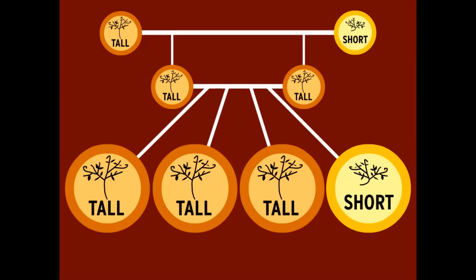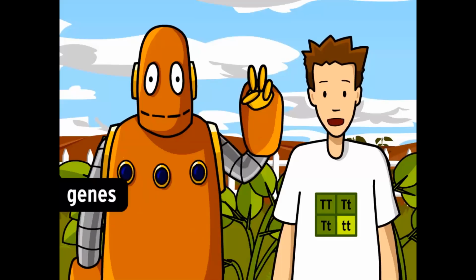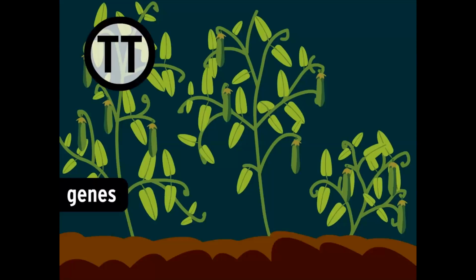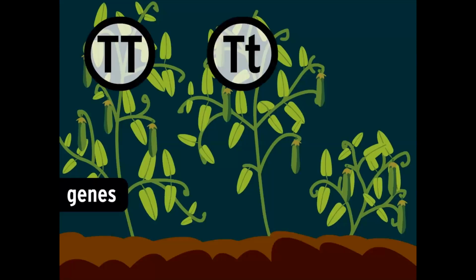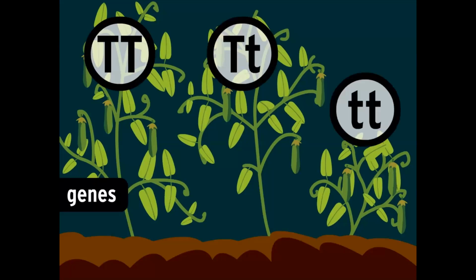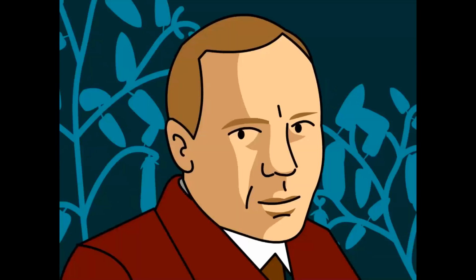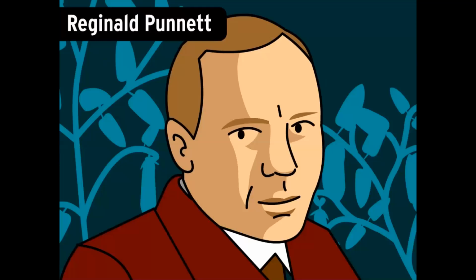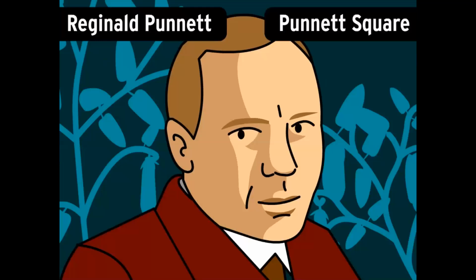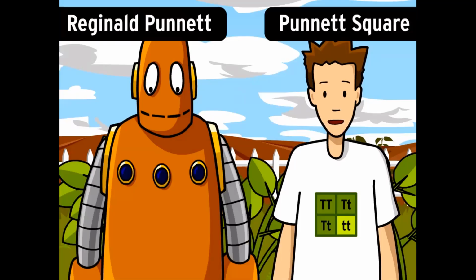After tons of research, Mendel was able to predict that, on average, 1 out of every 4 pea plants would be short. Each plant has 2 genes that determine height. The tall gene, represented here by a capital T, is dominant, which means it only takes 1 of these genes to make a plant tall. It takes 2 short genes, represented by a lowercase t, to make a plant short. In the 19th century, a British geneticist named Reginald Punnett also experimented with peas and developed something called the Punnett square. Among other things, this Punnett square lets you predict the likelihood of what you would get if you crossed a tall plant with a short plant.